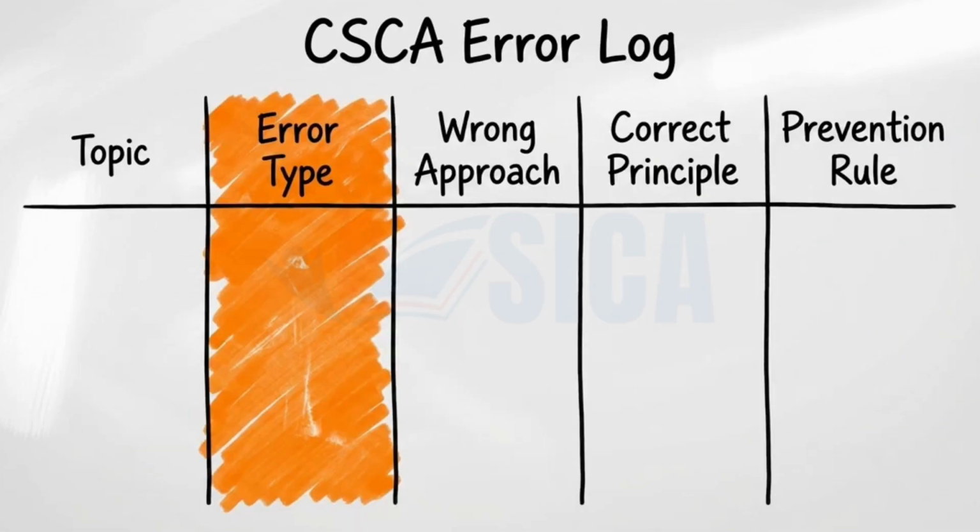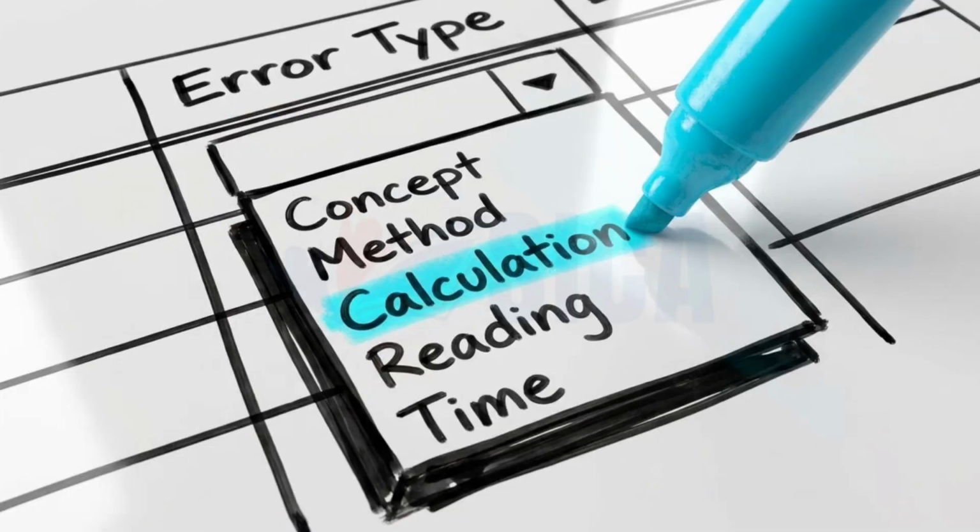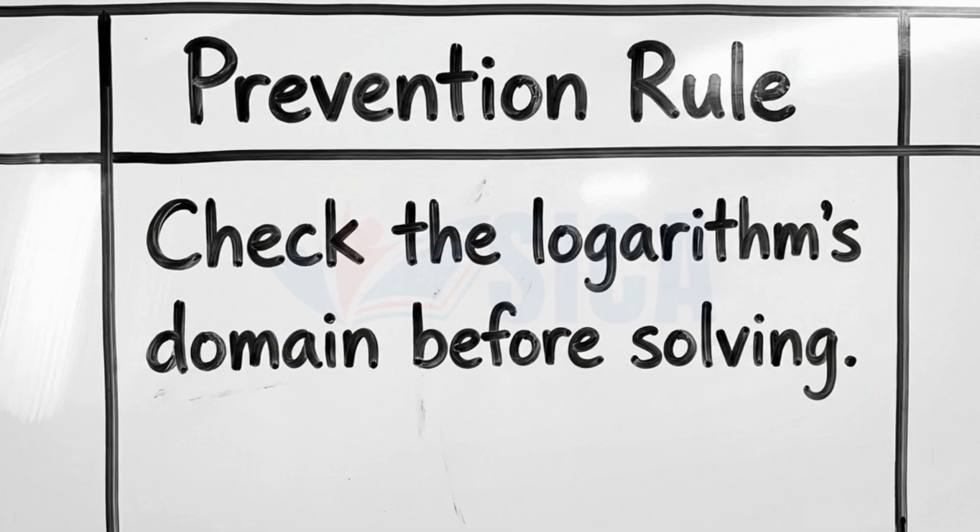This matrix shows how to structure a functional error log during your practice phase. Recording the type of error you made is more useful than merely logging the correct answer. You must record the type of error. Was it a conceptual failure, a calculation mistake, or poor time management? Then write a one-sentence prevention rule for your next attempt.